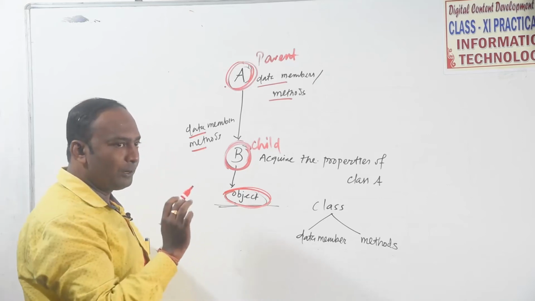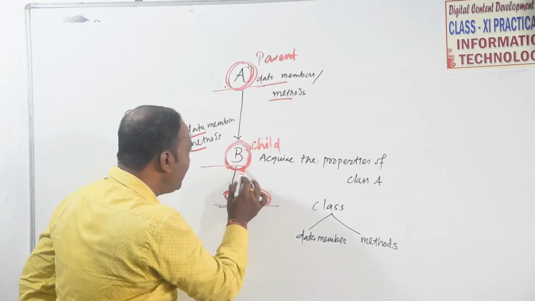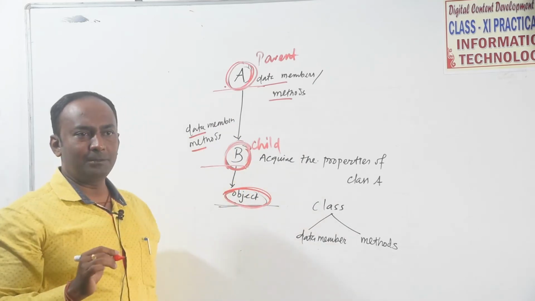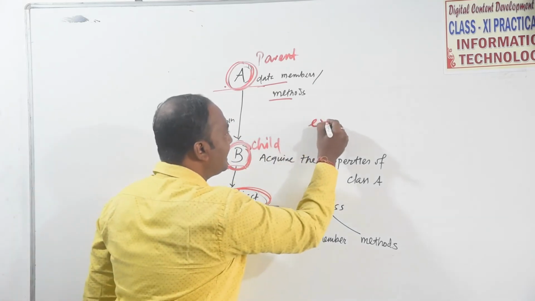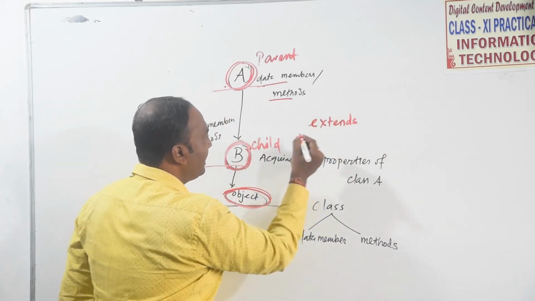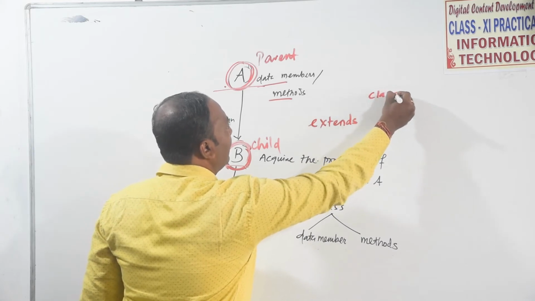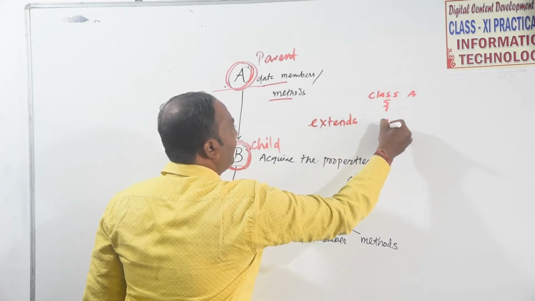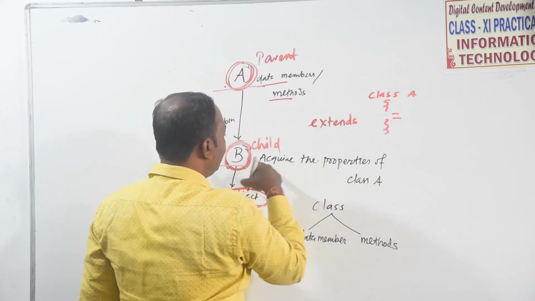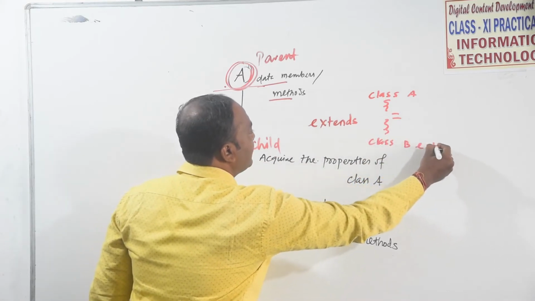That means in this program we will create a class A, and we will create another class B from class A. How to create a class from another class? Using the extends keyword. For this, I will write class A with its statements. Then I have to write class B extends A.